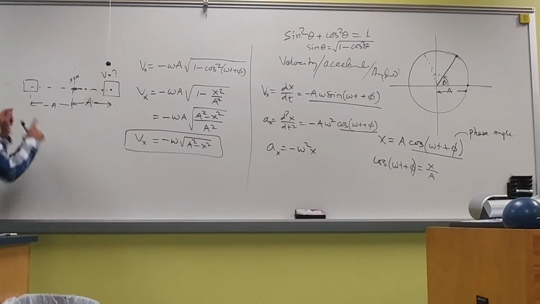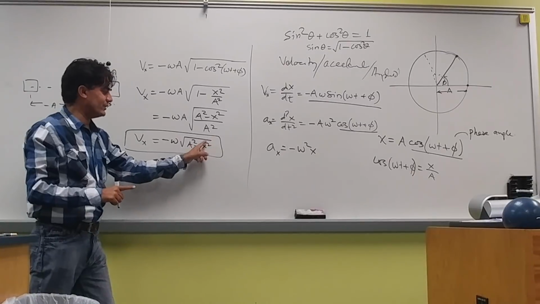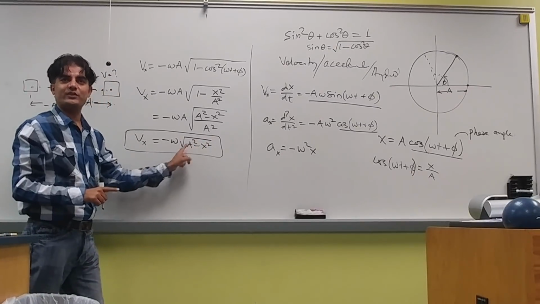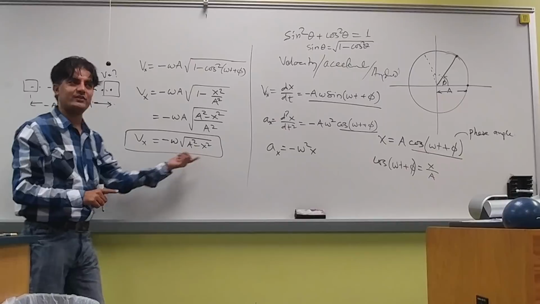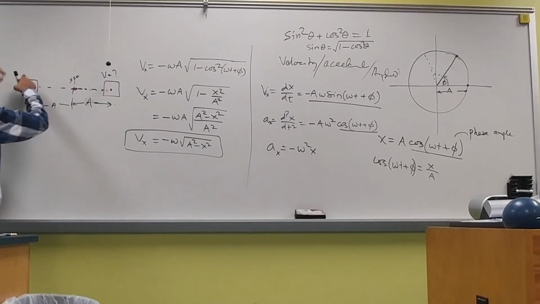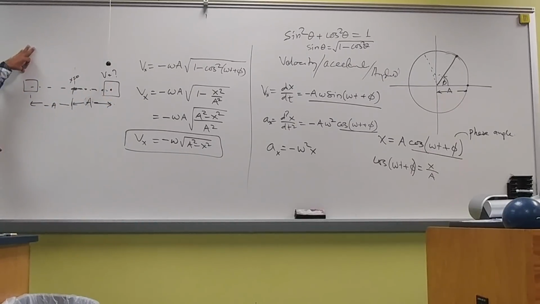Same thing at minus A also. Minus A square will be plus A square, right? So A square minus A square will be 0 again. So at those points, both extreme points, your velocity will be 0. Is that the beauty? Right?